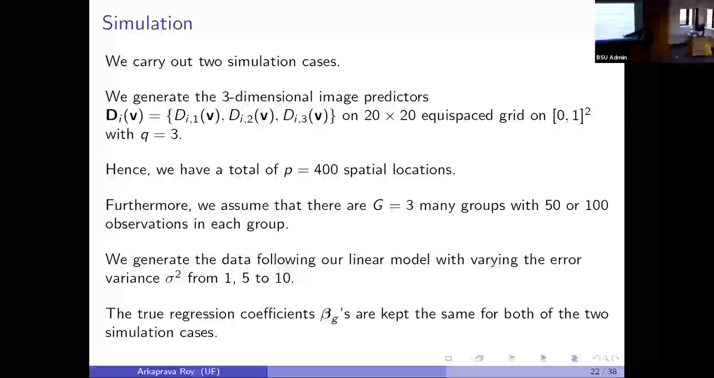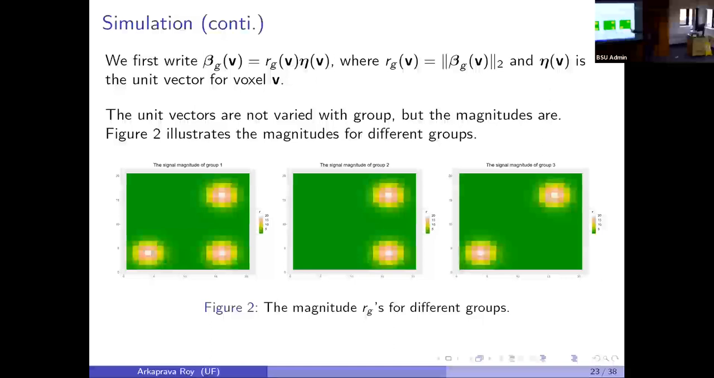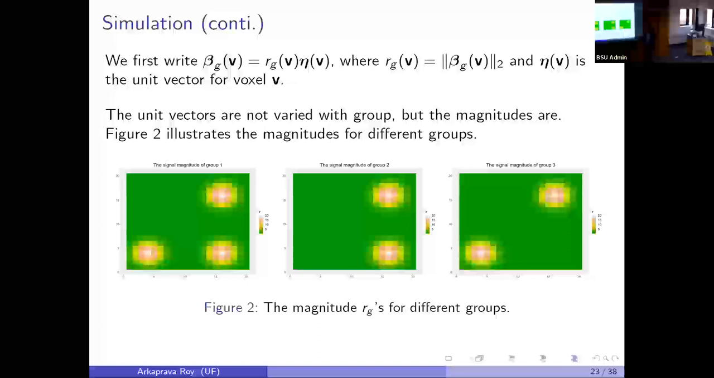The true coefficients, the beta G's, are kept the same for both simulation settings. Only the imaging predictors are generated differently for the two cases. So these are the true betas. Here I have plotted the norm, because beta is a three-dimensional vector at each location and it's hard to plot that, so I just plotted the norm at each voxel. As you can see, there are some shared things: this blob is shared by all of them, and this blob is shared by one and two. This is something we expect in the real data as well. So this is the true beta that we use in both simulation settings.